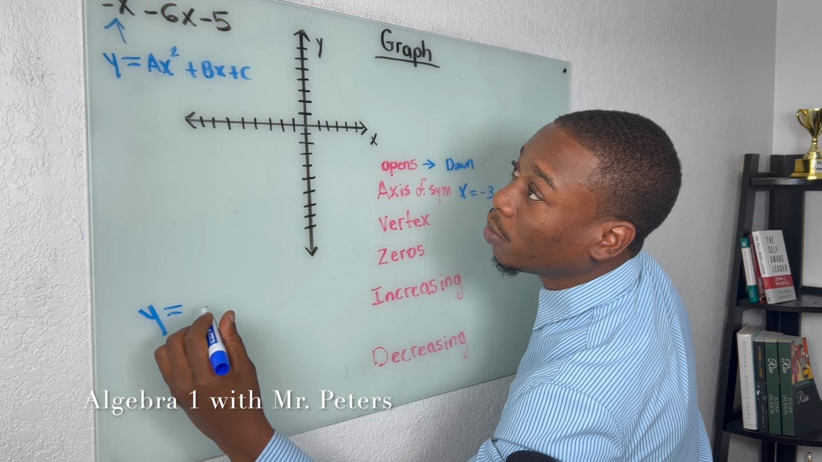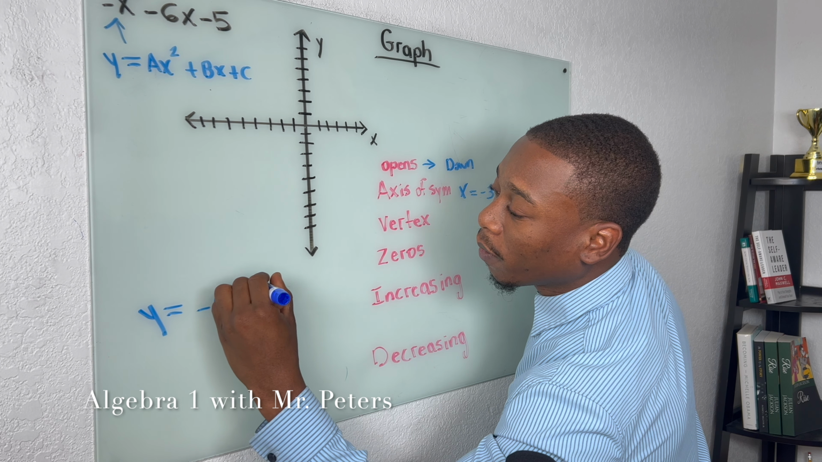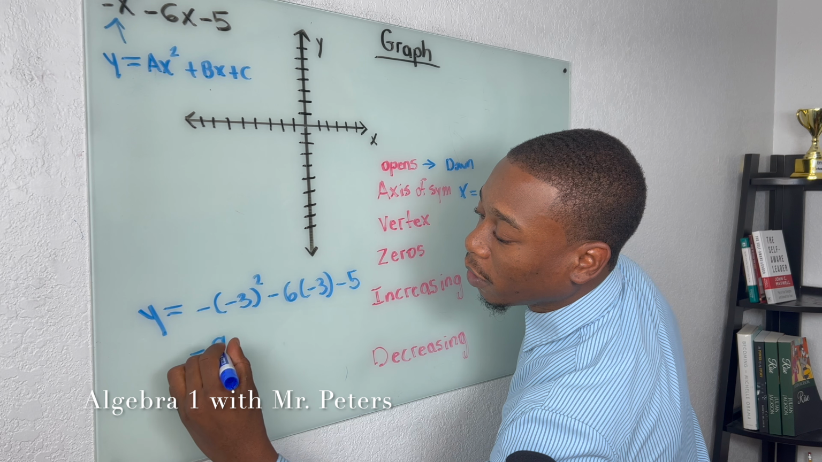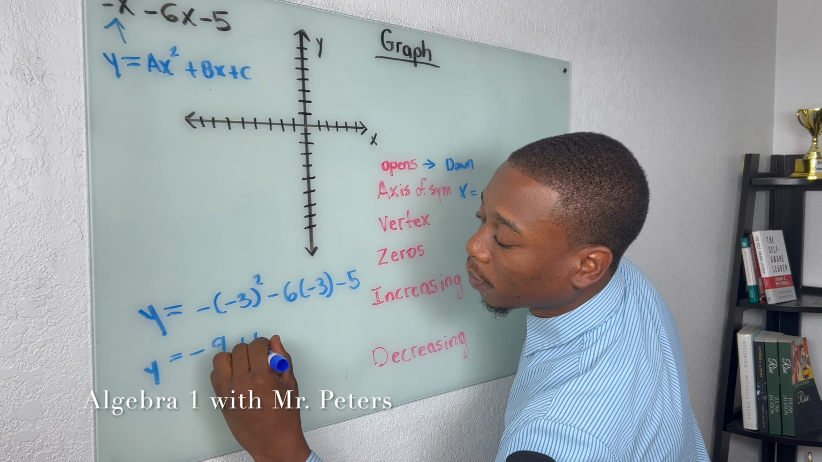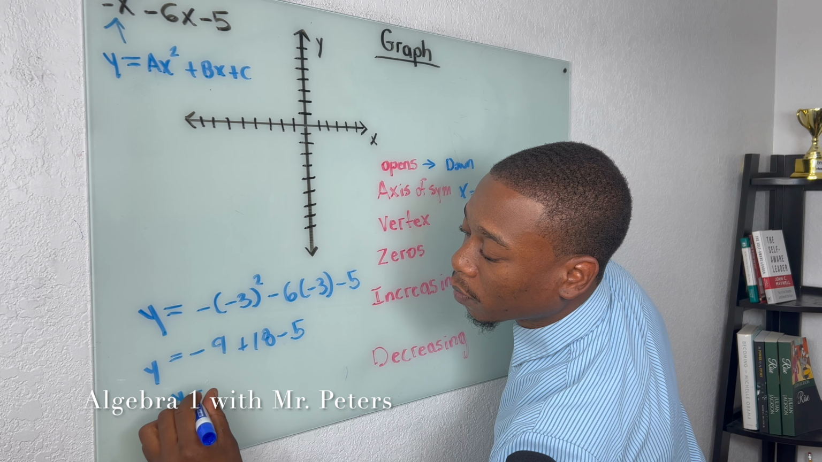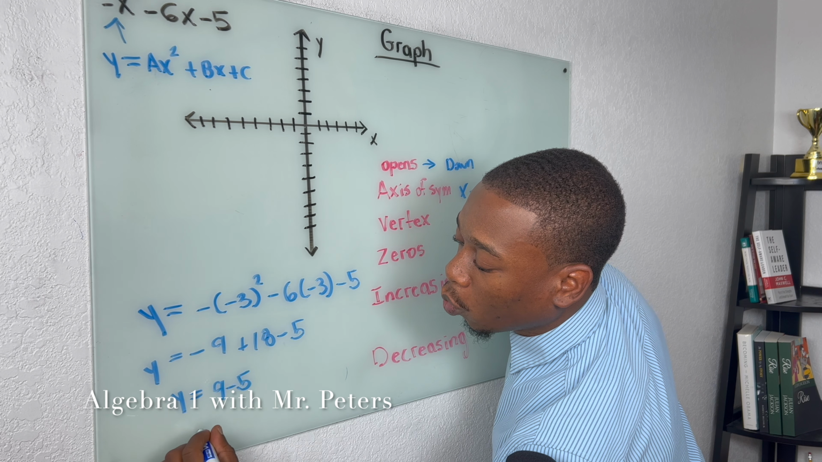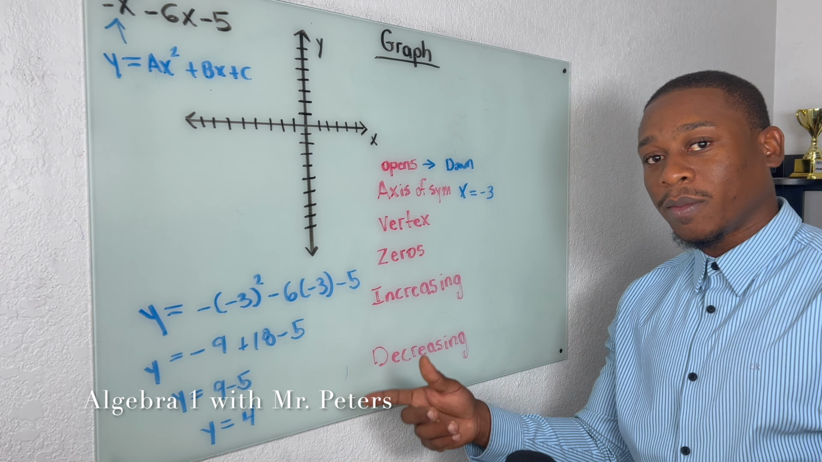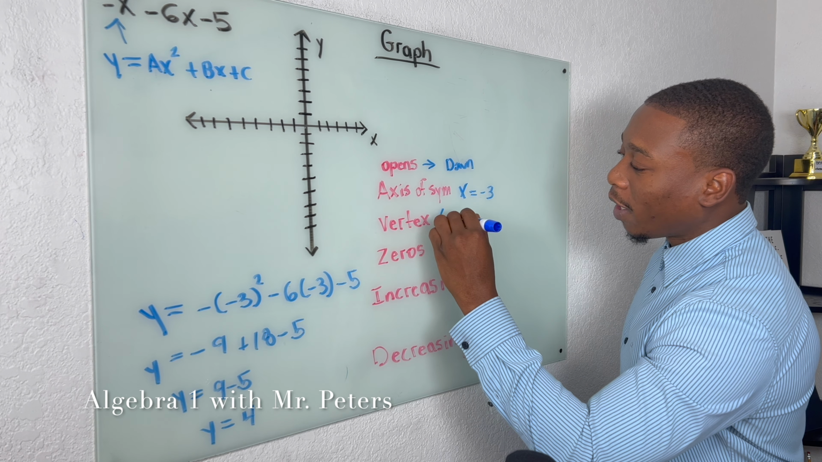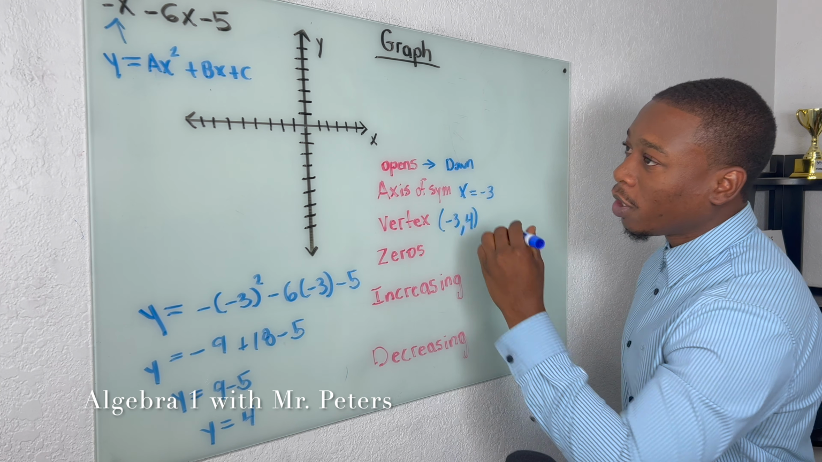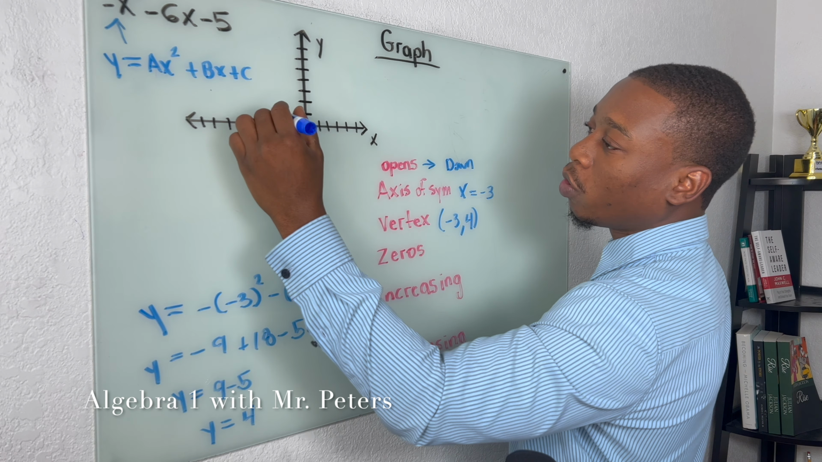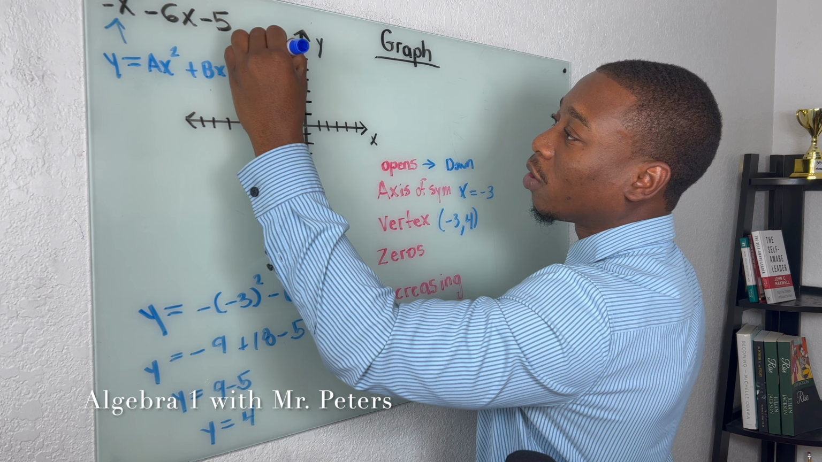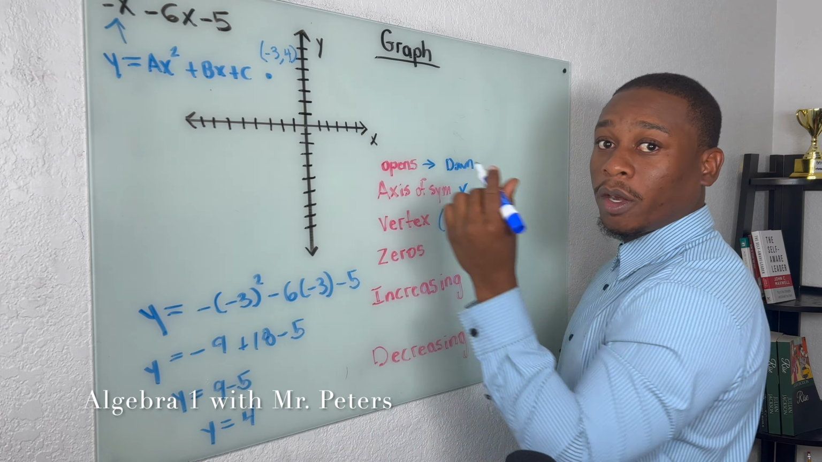So we have y is equal to the opposite of -3 squared minus 6 times -3 minus 5. And this is what we're going to get as a result. We're going to get y is equal to +4. Now, what does this point mean, or this answer? This answer means that the point -3, 4, this is going to be our vertex. So we're going to go to -3, go up 4, and this point right here is going to represent the highest point on my graph.